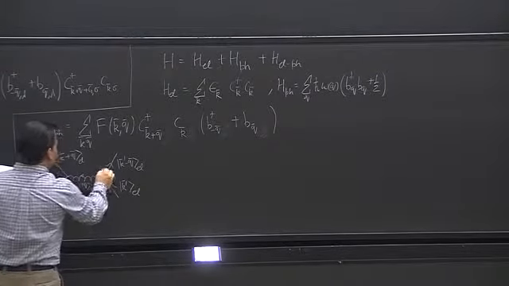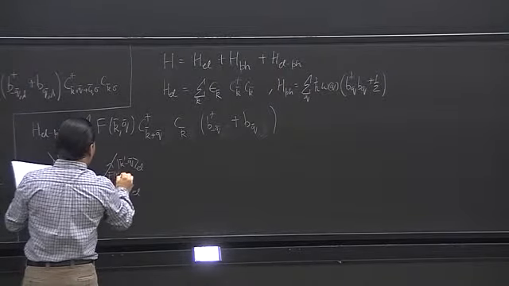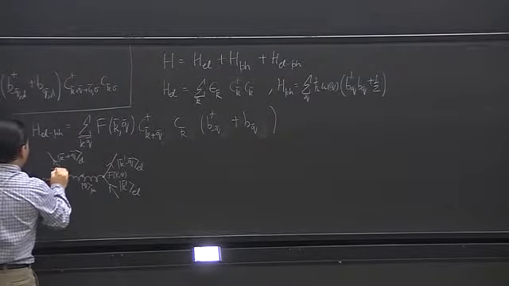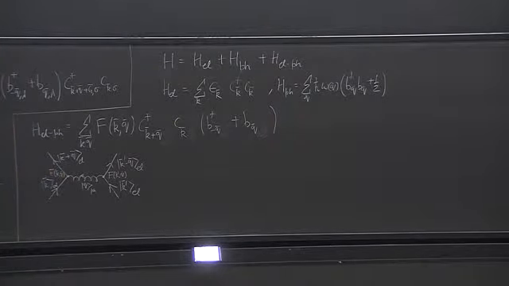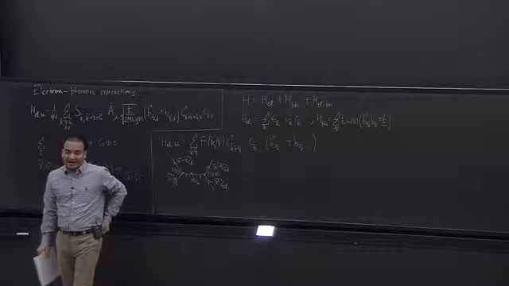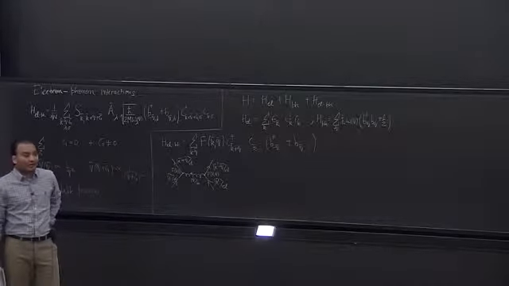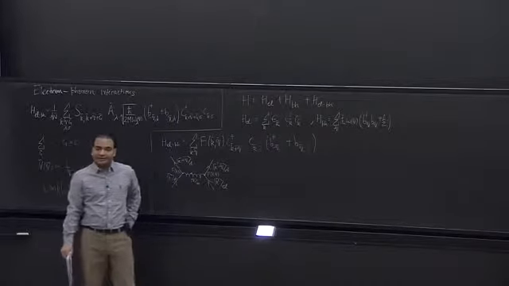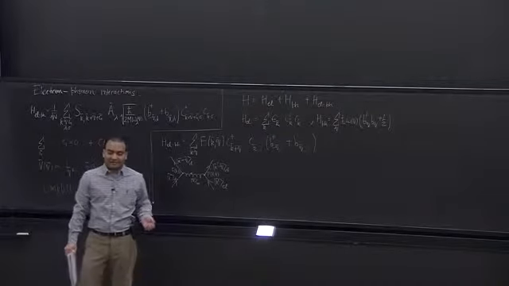So this vertex here, I will write as F K prime Q. And this vertex here is F K Q. Now, one thing you can already see is that this diagram, if you calculate its contribution to the Hamiltonian, is second order in F, right? So it is second order in electron-phonon interaction.